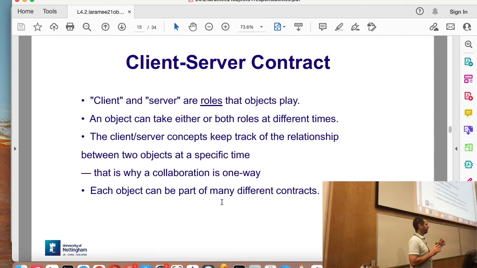We also mentioned so-called contracts, although we won't be going into contracts in depth. A client and server are roles that objects play. An object can be either a client or a server, and it's usually both. It usually fulfills both roles at some point during some collaboration. The client-server concepts keep track of the relationship between two objects at any time, and that is why the collaboration is one way. Each object can be part of many different contracts or collaborations.